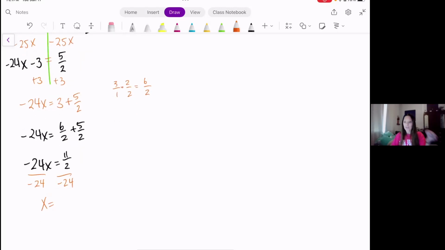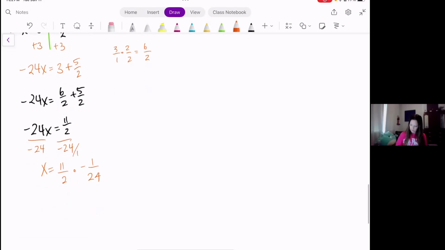I have 11 halves divided by negative 24. This is a fraction divided by a fraction, even though it doesn't look like it. So I'm going to multiply by the reciprocal. I'm going to take 11 halves times negative 1 over 24. I cannot simplify anything. I multiply straight across. First of all, a positive times a negative is a negative. 11 times 1 is 11. And 2 times 24 is 48.